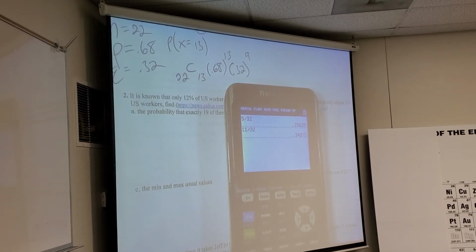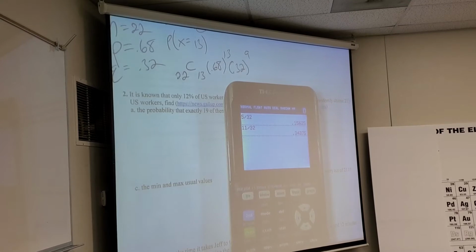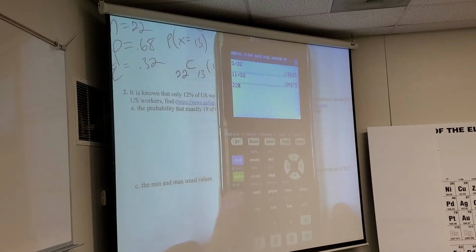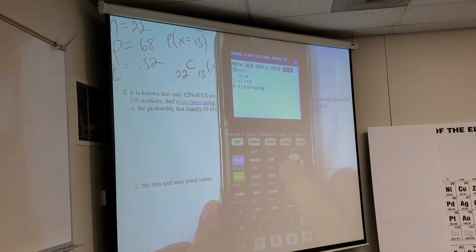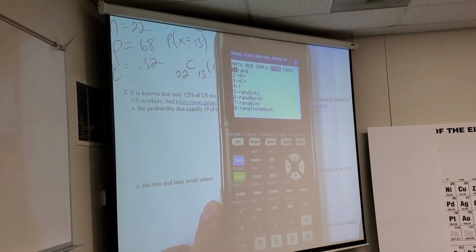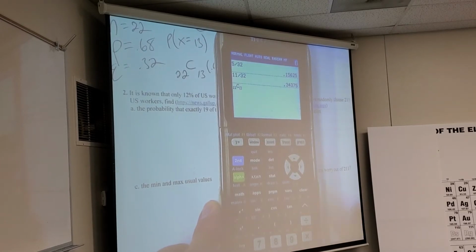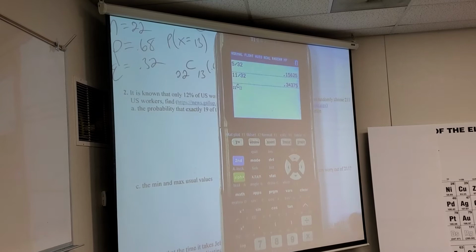So let's see. The thing you got to be really careful about with this calculator, it's a bit of a trade-off. It looks exactly the way you write it on the screen, but that means you have to be a little careful as you put it in. What do I mean by that? 22. Where do I go to get choose? Math, 3, Probability. And then number 3 for the choose. And I want to choose, of course, 13.